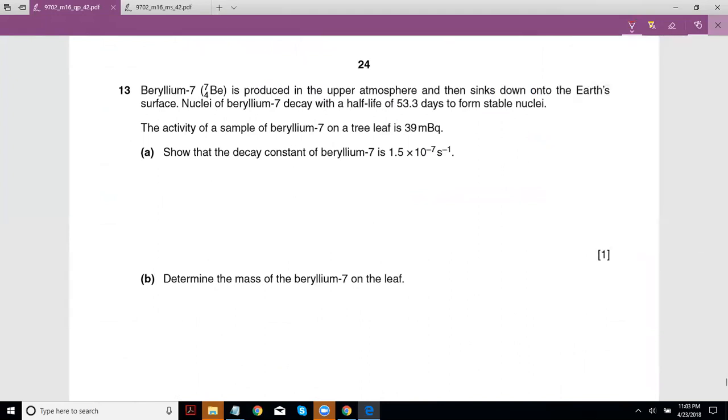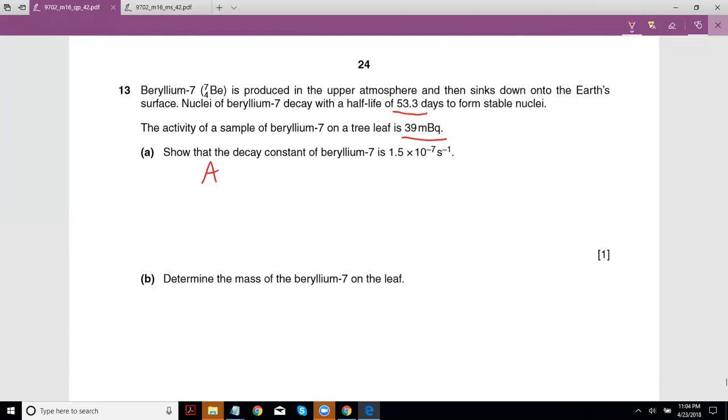Beryllium-7 is produced in the upper atmosphere and then sinks down onto the Earth's surface. Nuclei of beryllium-7 decay with a half-life of 53.3 days to form stable nuclei. The activity of a sample of beryllium-7 is given in milli-becquerel. Show that the decay constant is this.